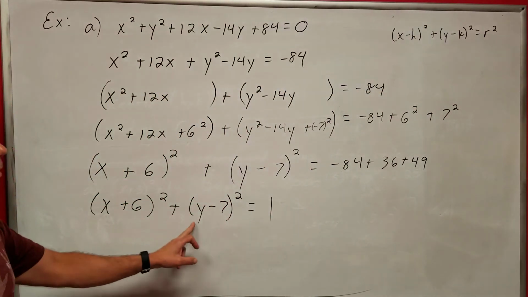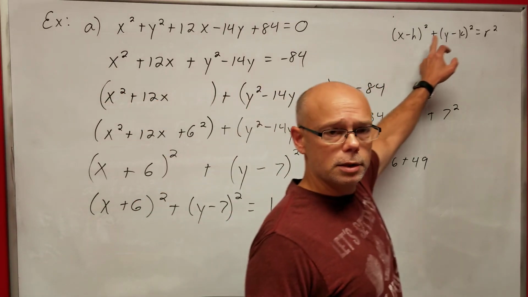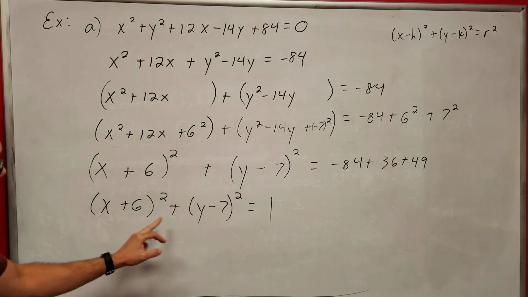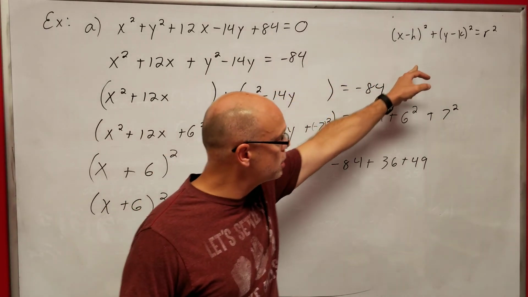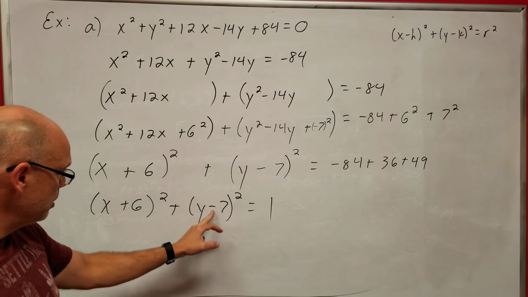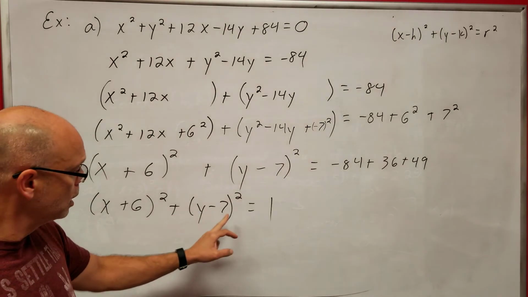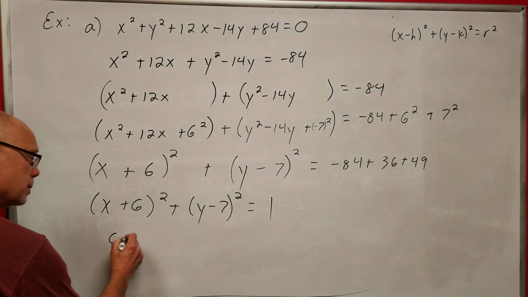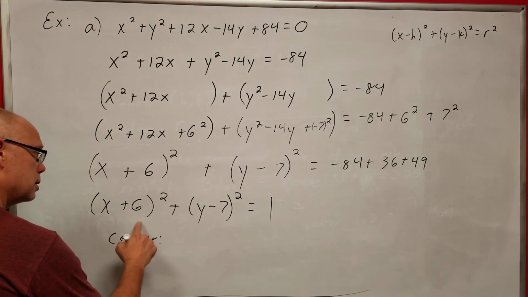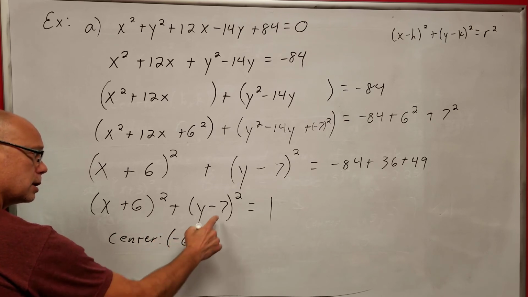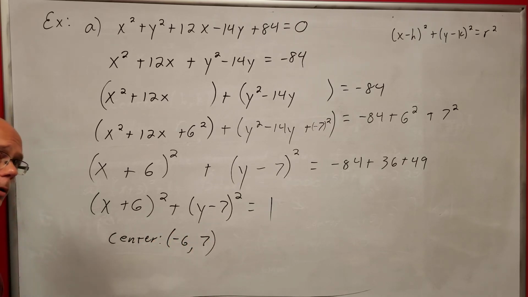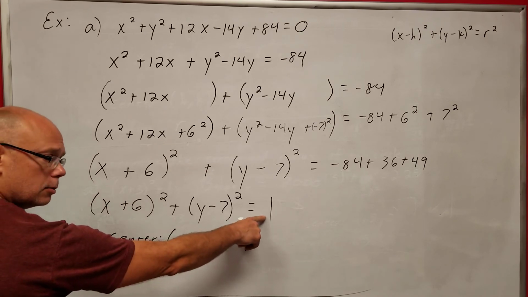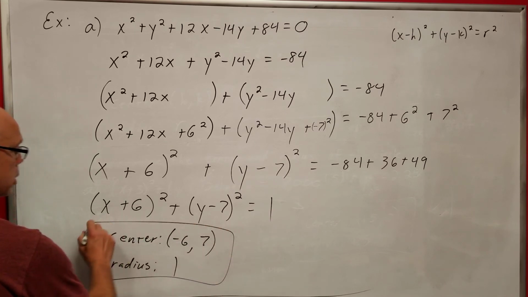Now, is this in this form now? X with some number squared plus y with some number squared. Don't worry about if it has a plus or a minus there, okay? Is equal to some number squared. Yes, it's in that form. So what's my center? My center is going to be the opposite of this number, so negative 6, and the opposite of that number, 7, right? What's my radius? Square root of 1, or the principal square root of 1, which is 1.